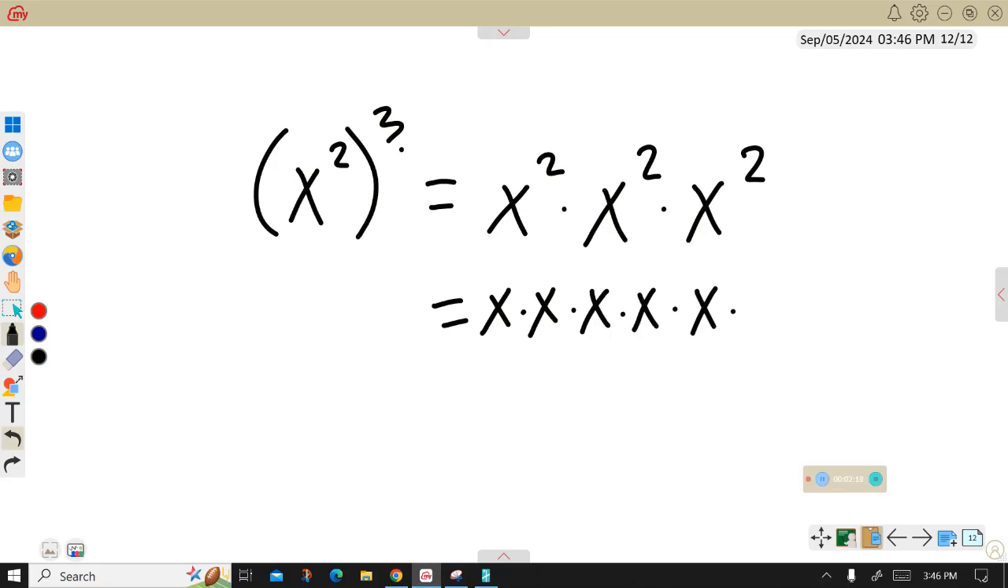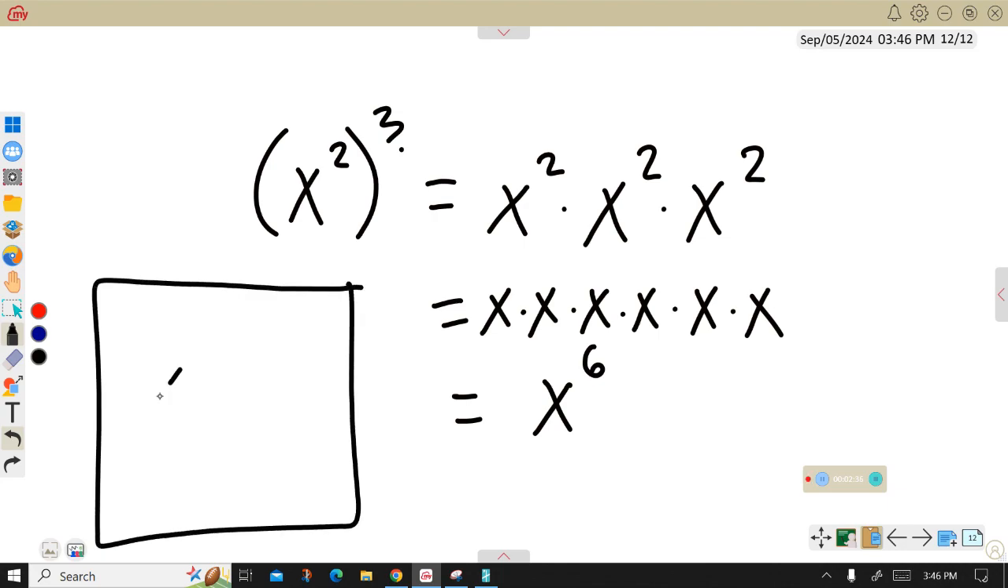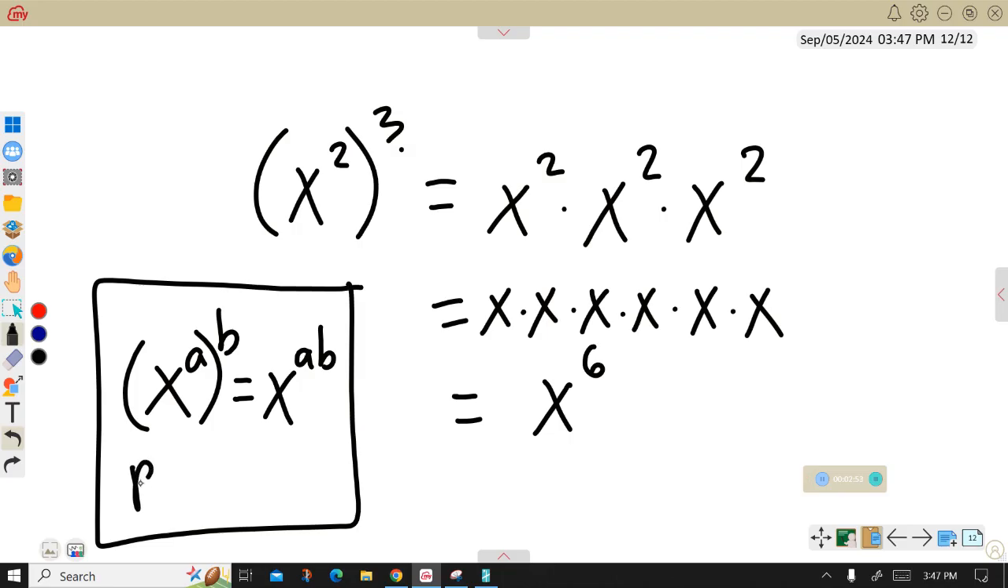Like I said, the whole point is to avoid writing all of these numbers. We need to know that we can just count them all up. So if I add up 2 plus 2 plus 2, we would have 6. It's another way to do it. So in this case, what's our power rule? The power rule looks like this. We have x to the a, to the power of b, and that's the same thing as x to the power of a times b. You can see that 2 times 3 gave us 6. So again, that is called the power rule, or power property.